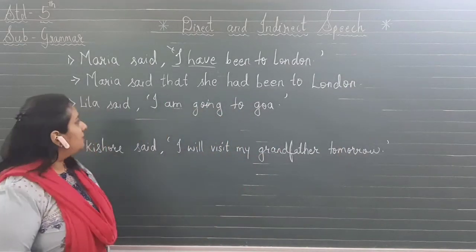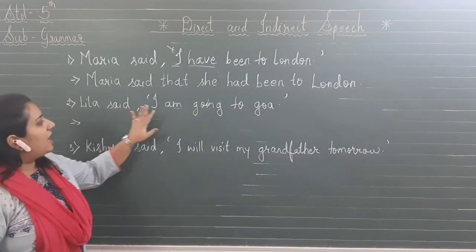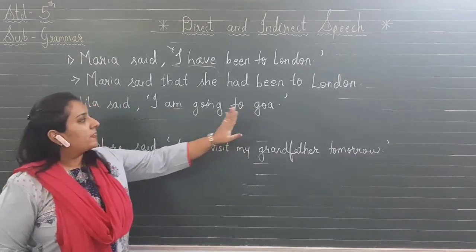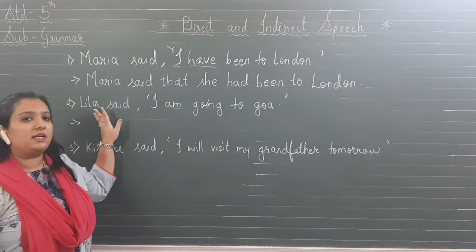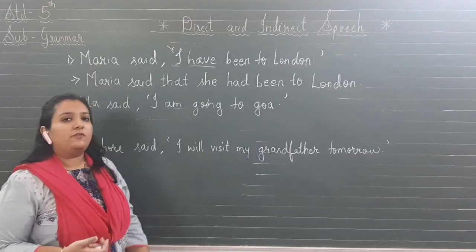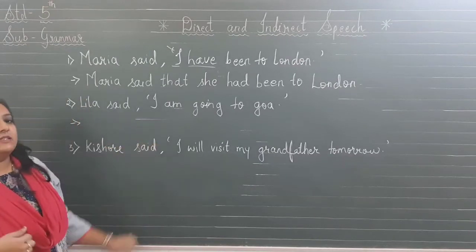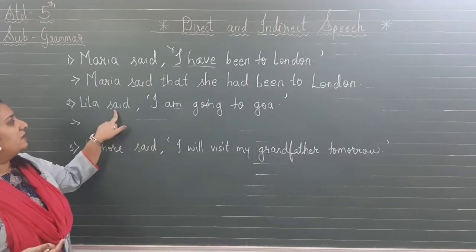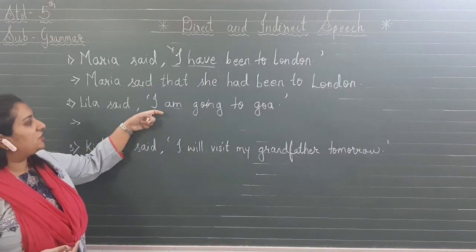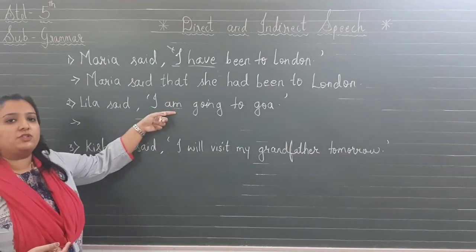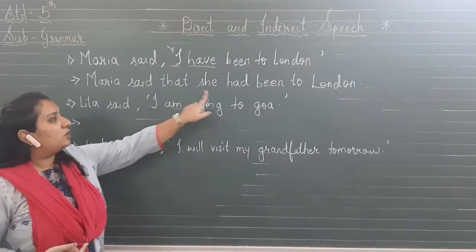Clear? Next. Leela said, "I am going to Goa." Here, as you can see, this is a present continuous type of sentence. So the first step, we have to identify. Second step, we have to change the reporting verb. Third, we have to change the pronoun. Then we have to change the verb in the quotation marks.